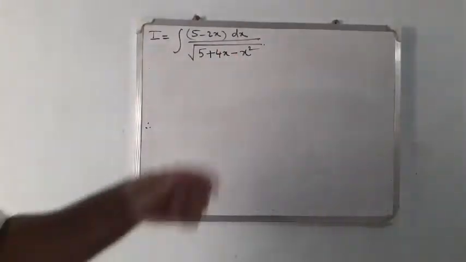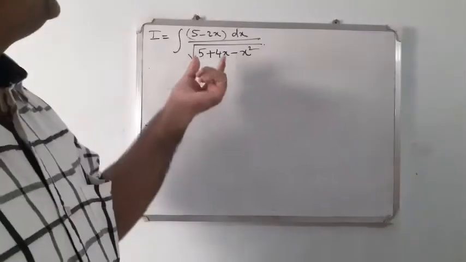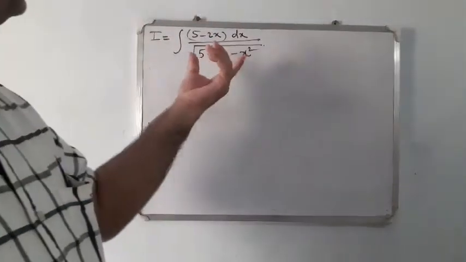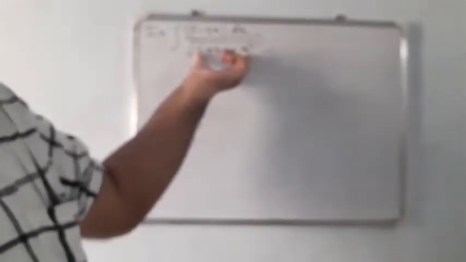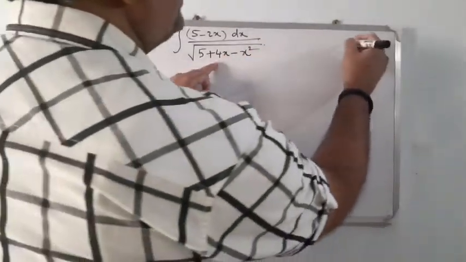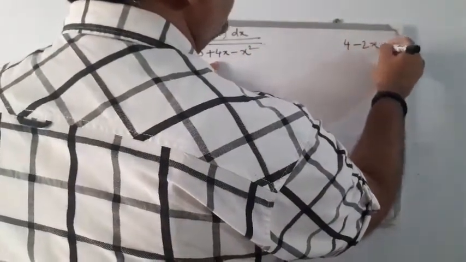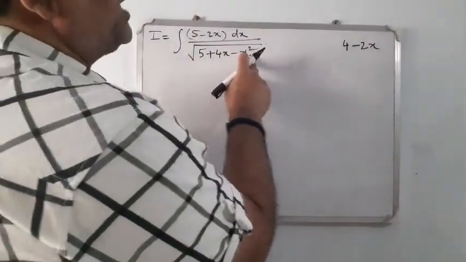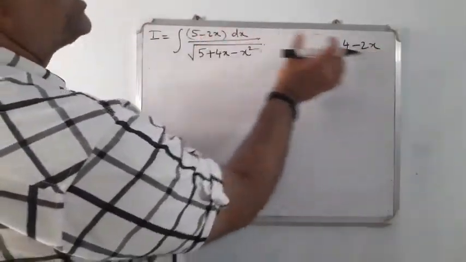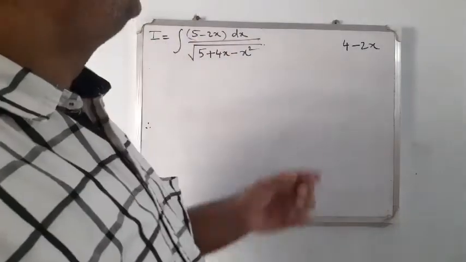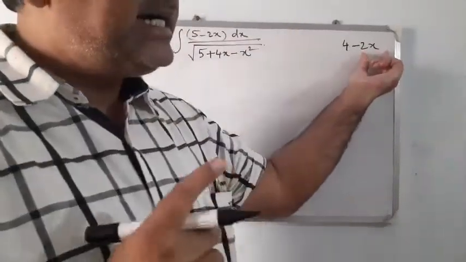Here in numerator we have linear and denominator we have quadratic term. So we will try to differentiate this function, this quadratic function, and we will try to find the differentiation of this function. So what happens? Differentiation you can easily understand, it is 4 minus 2x, because differentiation of 5 is 0, 4x is 4, and then x square is minus 2x. So we need 4 minus 2x here. Now what we have? We have 5 minus 2x. What I have told you, that for variable you can't add and subtract.